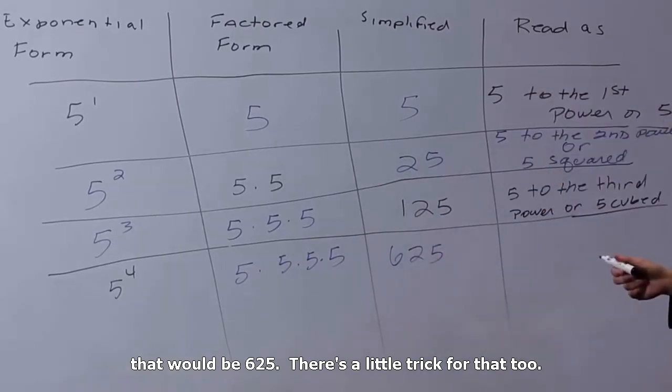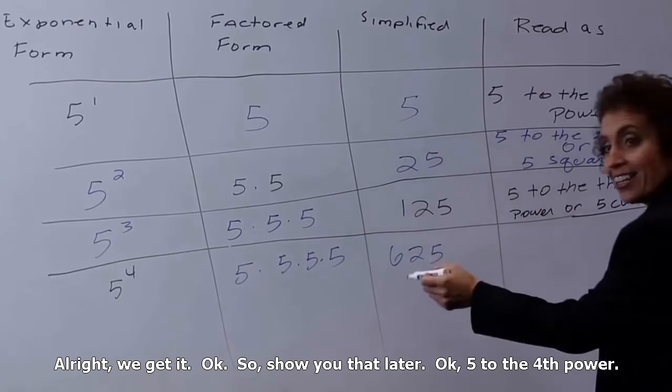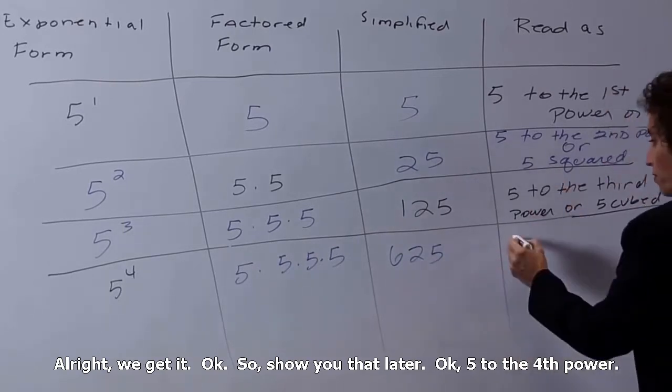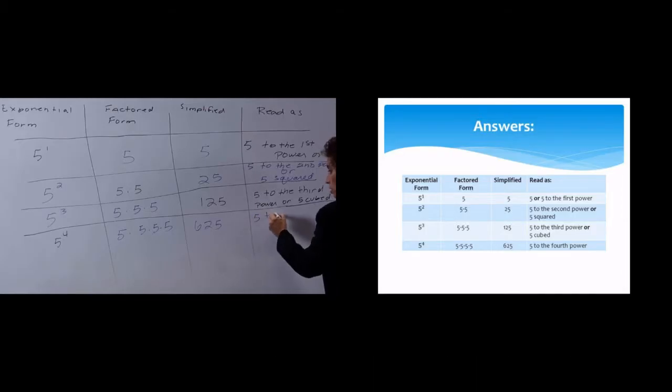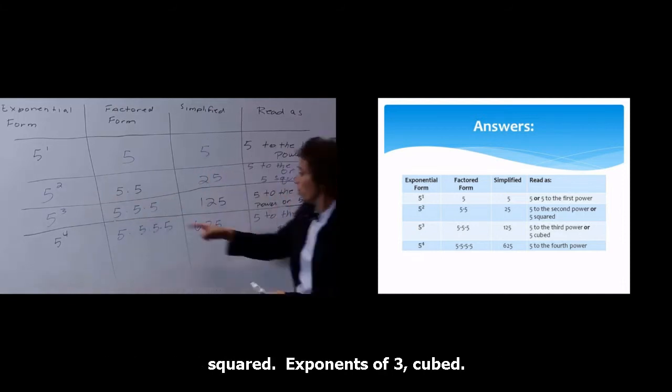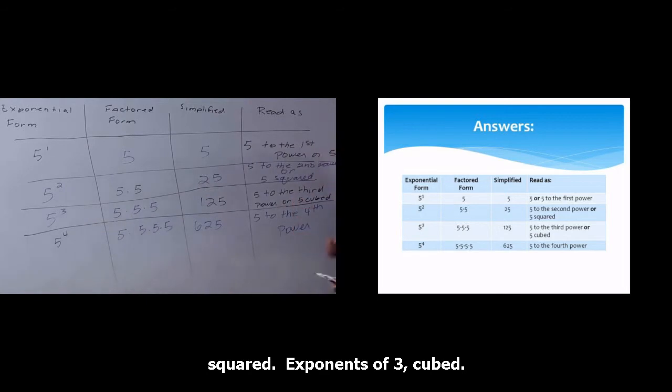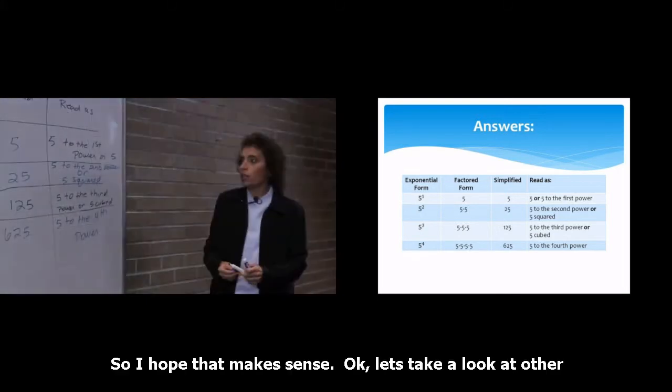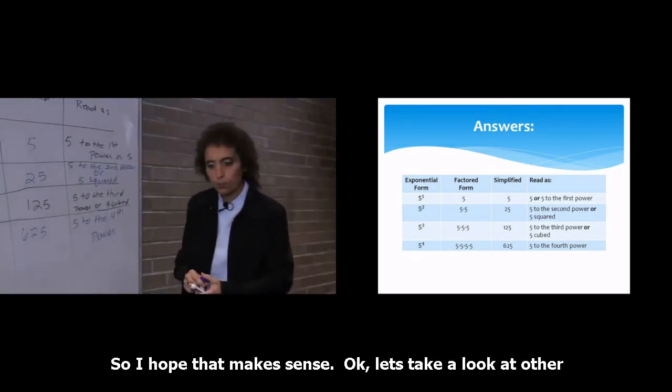There's a little trick for that, too. I'll show you that later. Okay, 5 to the fourth power. And there's no special word for that. The only special words are cubed and squared. Exponents of 2 squared, exponents of 3 cubed. Okay? So I hope that makes sense.